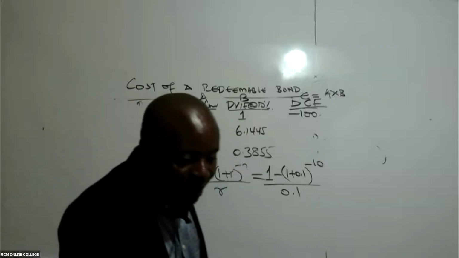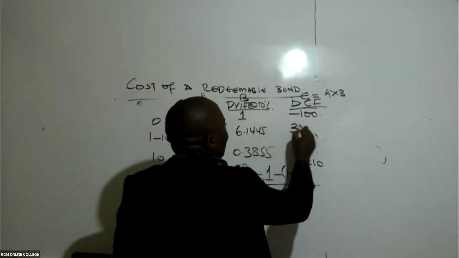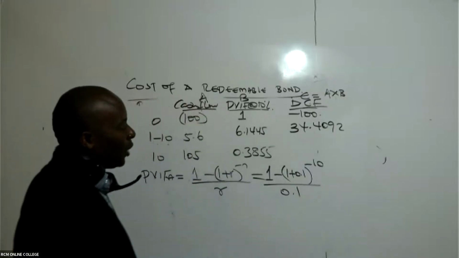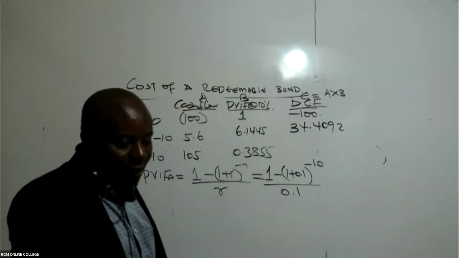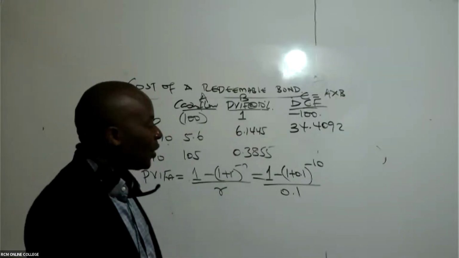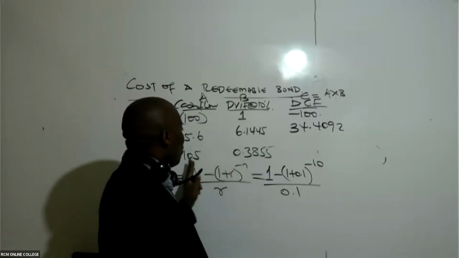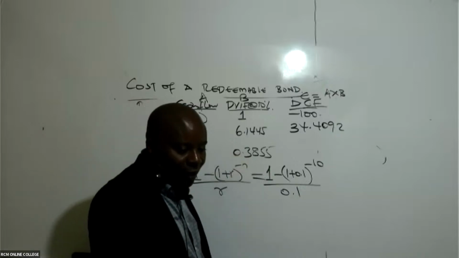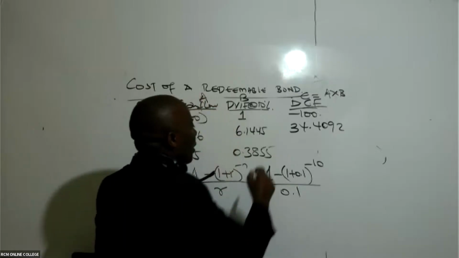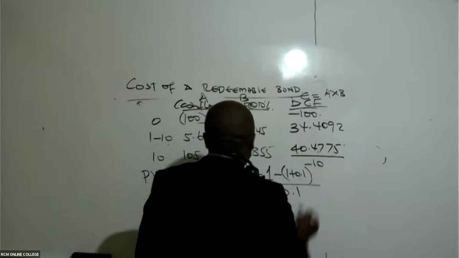I can see from BR, it is 34.4092. I hope up to here we are together. So then what is 105 times 0.3855? What do we have here? Somebody? 40.4775.